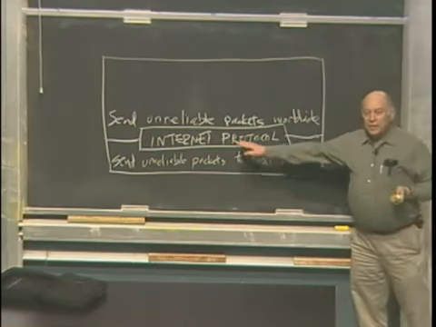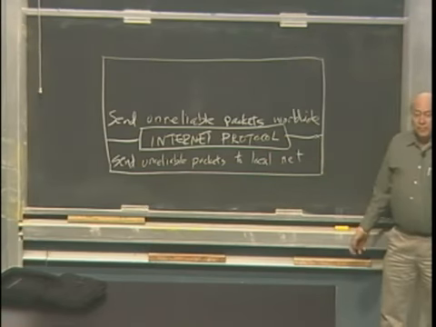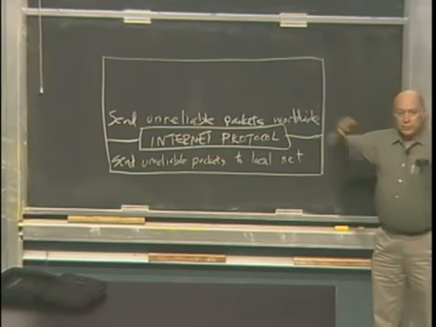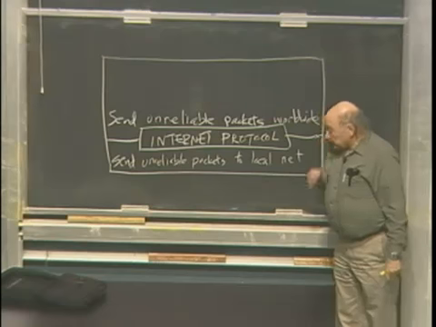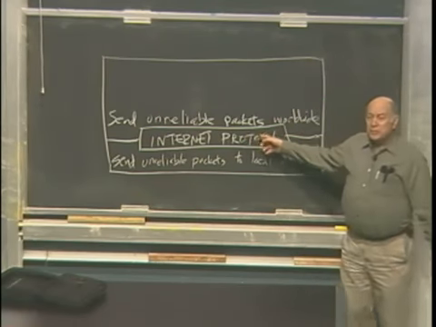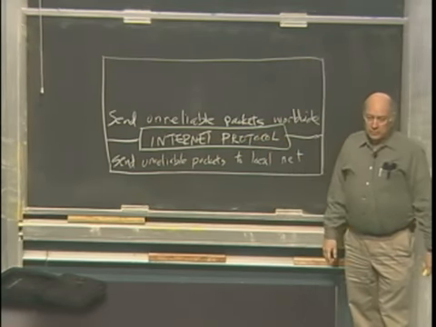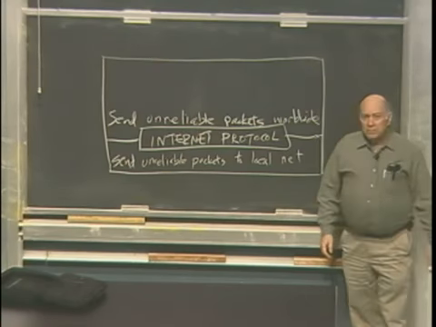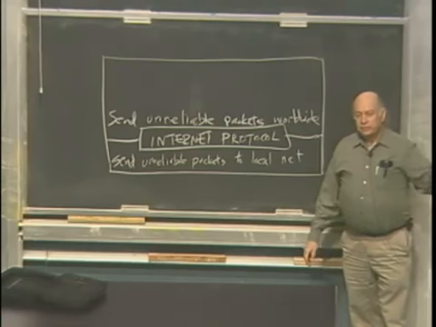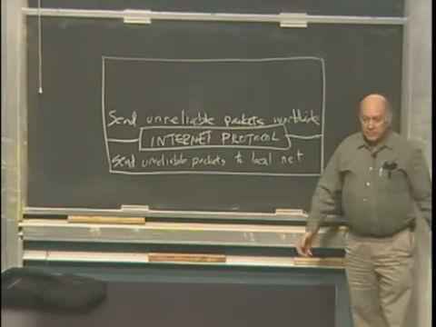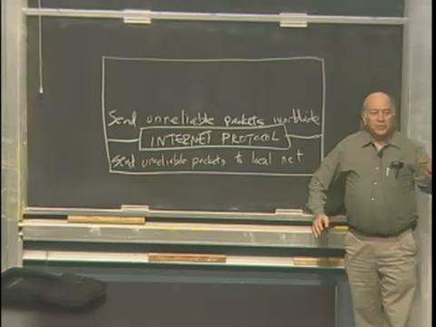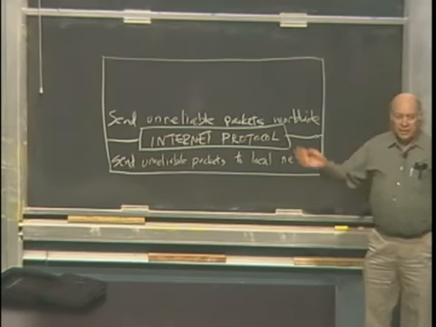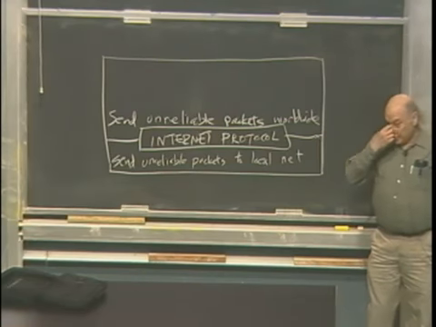So IP has not solved the reliability problem. All it's done is extended your reach from people right around you to the world. For some purposes, that's good enough. I send a message to an internet time server saying, what time is it? Which your computer does periodically. If that message doesn't get there, so what? You just try again. It's no big deal.